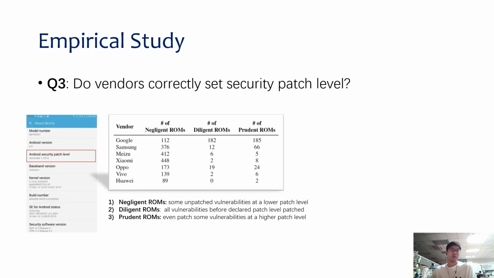The third question is: do vendors correctly set the security patch level? The security patch level of a ROM indicates that the ROM has patched all the vulnerabilities released before or equal to this level. The data shows that there are many ill-managed ROMs for vendors, so there exist some vulnerabilities at a lower patch level unpatched.